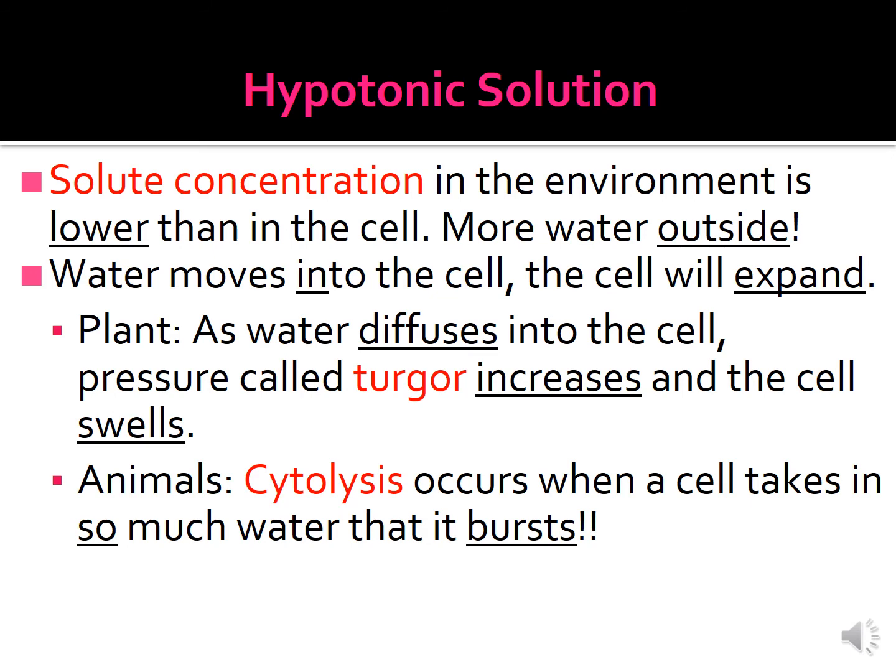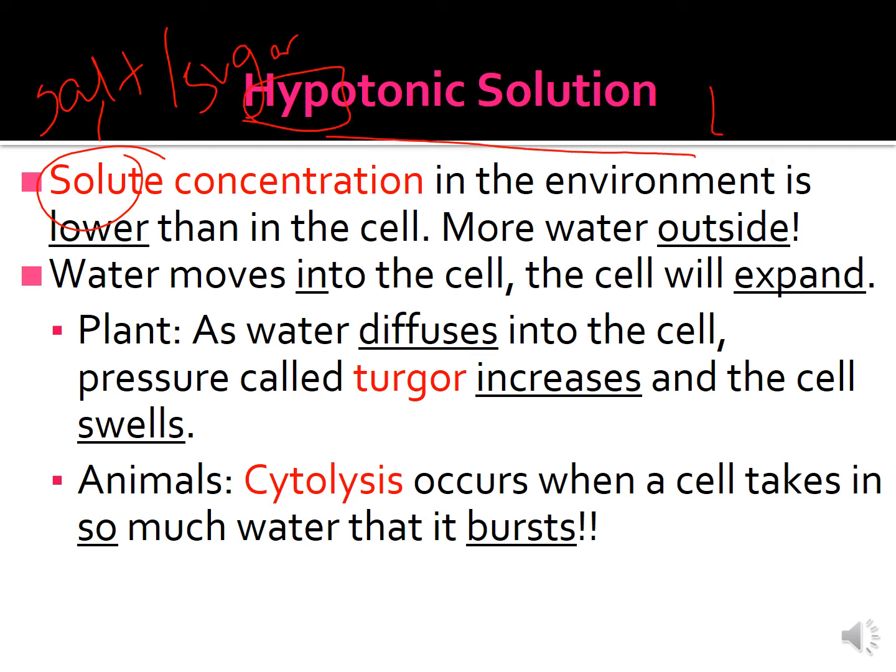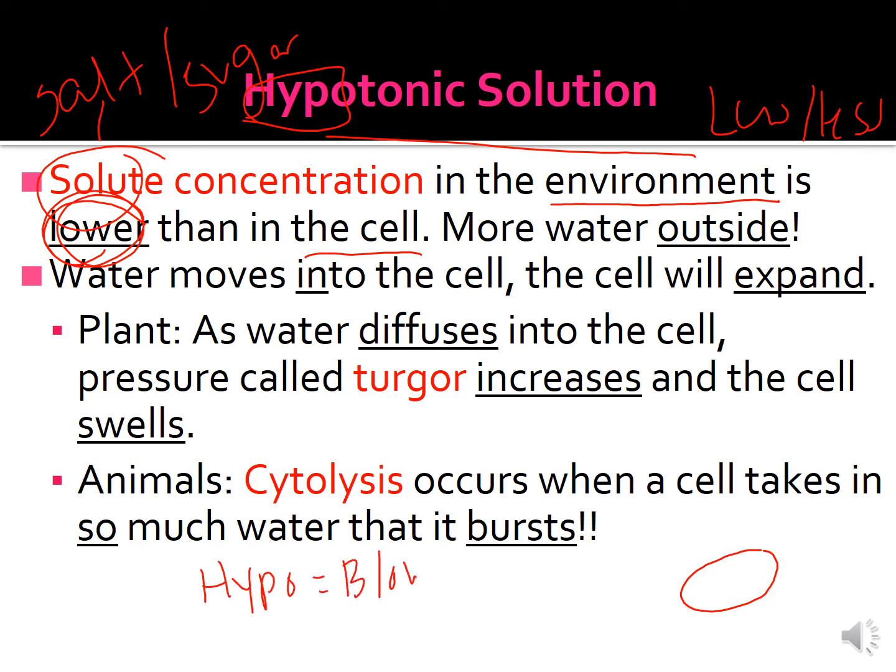Hypotonic solution. Again, solute is something like salt or sugar. Remember, hypo is going to deal with being low or less. This is when the salt or sugar, the real name being solute concentration, in the environment is lower than in the cell. That means more water on the outside, so the water goes inside the cell and the cell will expand. So we have an itty bitty cell, and I think of hypo: blow, blow up.